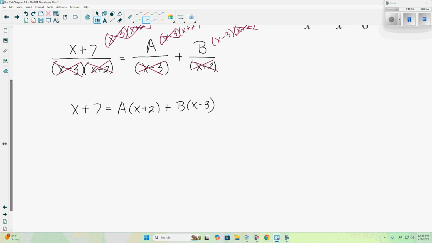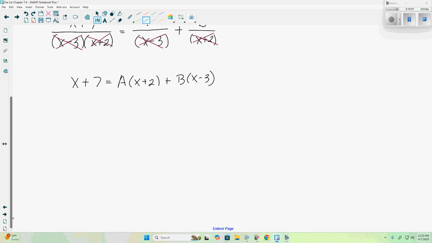Now we do need to simplify a little bit here. We're going to distribute A. A times x is Ax. A times 2 is plus 2A. B times x is Bx. B times negative 3 is negative 3B. Questions on any of this so far?